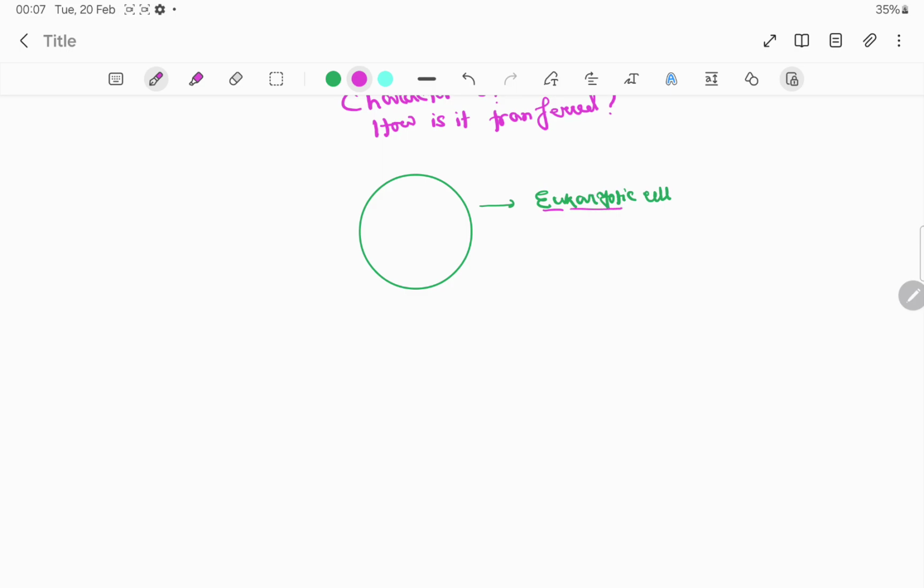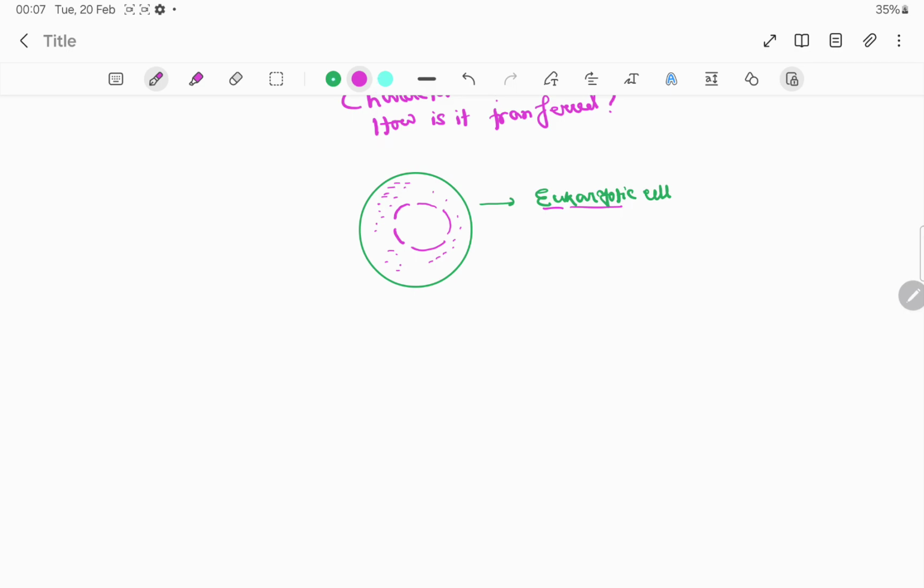So in that eukaryotic cell what will we get? We get a nucleus here. Inside the cell there will be a nucleus. And this is the cytoplasm of the cell, and that is the nucleus of the cell.